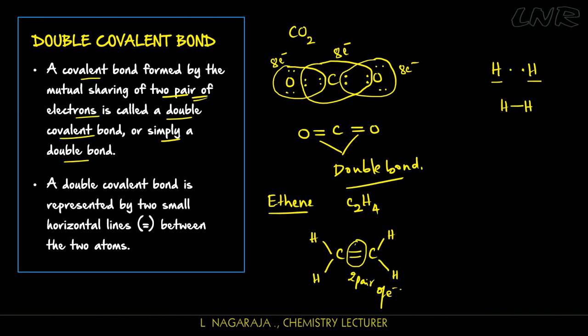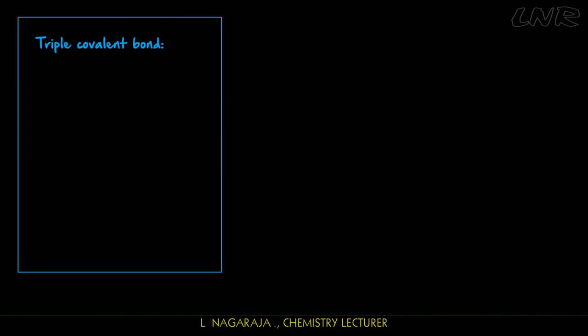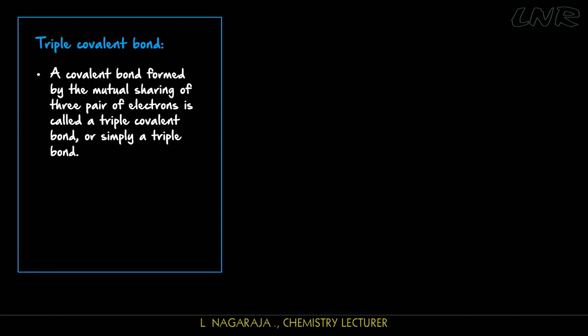And let us see the formation of triple bonds, that is, the triple covalent bond. The name itself indicates that the covalent bond is formed by the mutual sharing of three pairs of electrons, right? If three pairs of electrons are mutually shared, a force of attraction is formed. That force of attraction is called a triple covalent bond. Simply, it is called a triple bond.